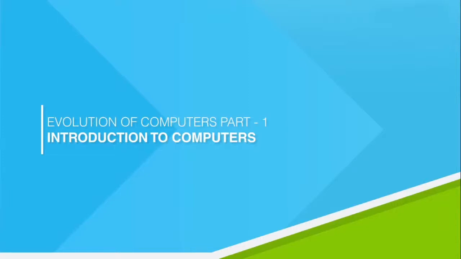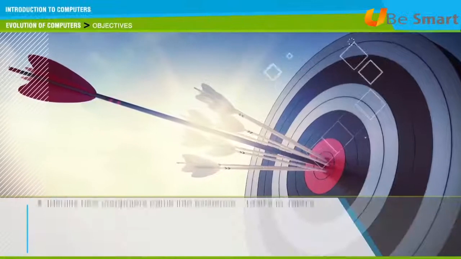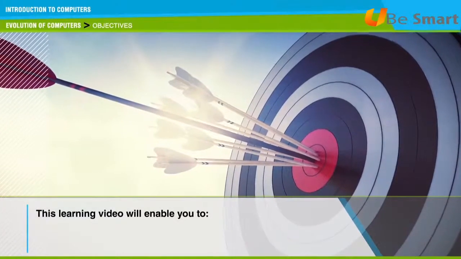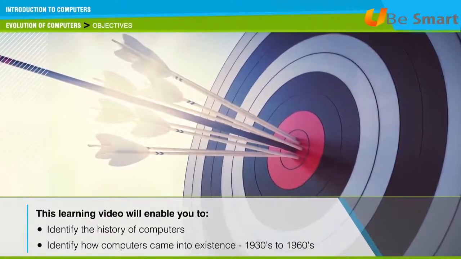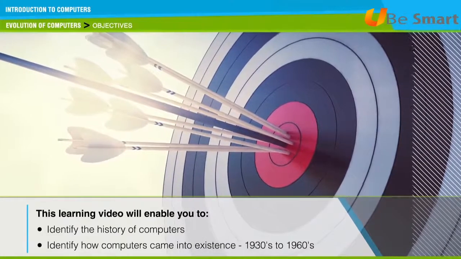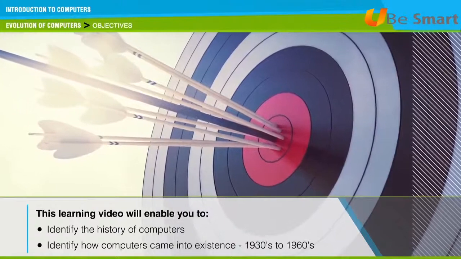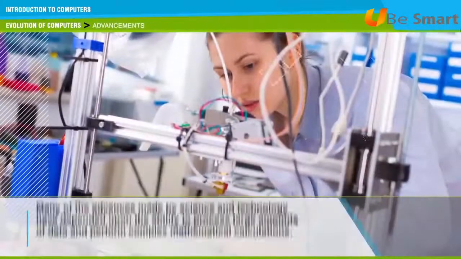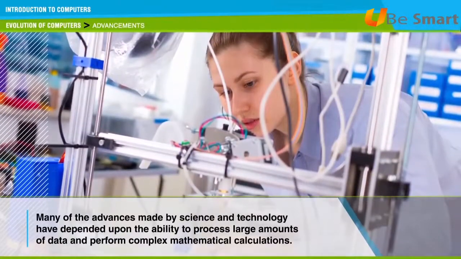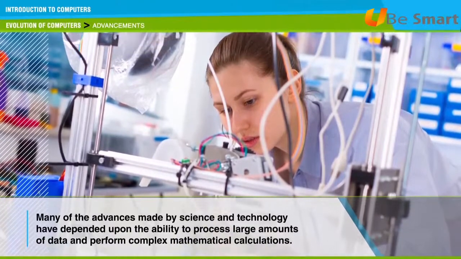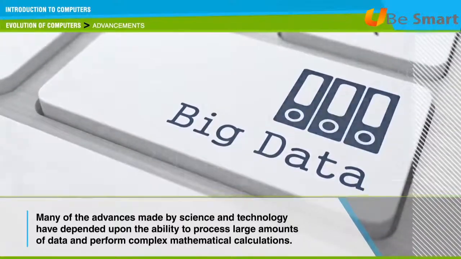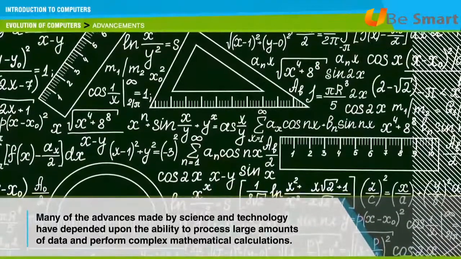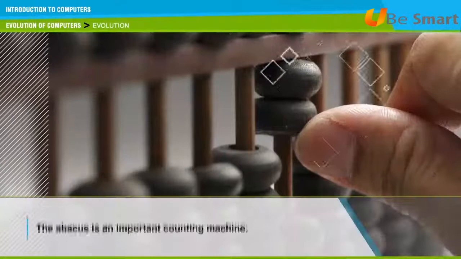Welcome to this video on Evolution of Computers Part 1. This learning video will enable you to identify the history of computers and identify how computers came into existence since 1930s to 1960s. Many of the advances made by science and technology have depended upon the ability to process large amounts of data and perform complex mathematical calculations.